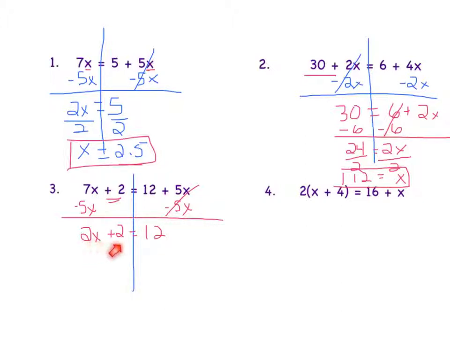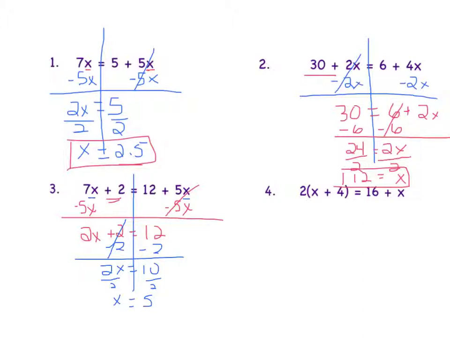I need to get rid of whatever's furthest away, which is the plus 2. I'm getting rid of whatever's added or subtracted first. So I'm going to subtract 2. So now I have 2x equals 10, because the 2's canceled out. x is being multiplied by 2, so I have to divide by 2. So I'm left with x is 5. And again, I could plug that back in for the x's to check to see if it makes a true statement.